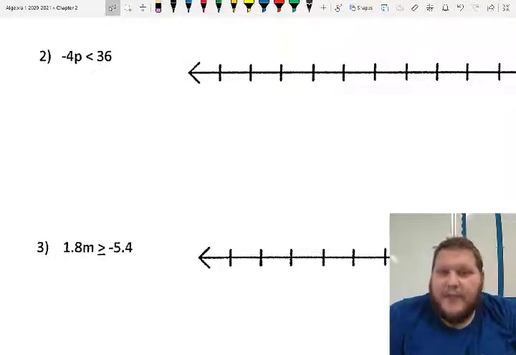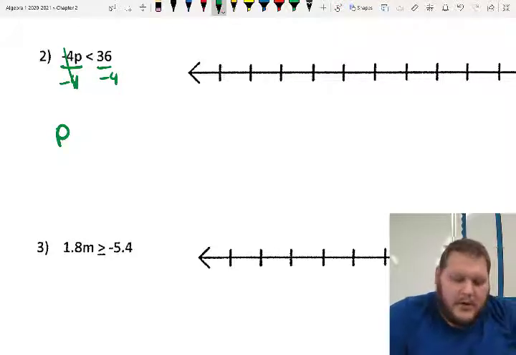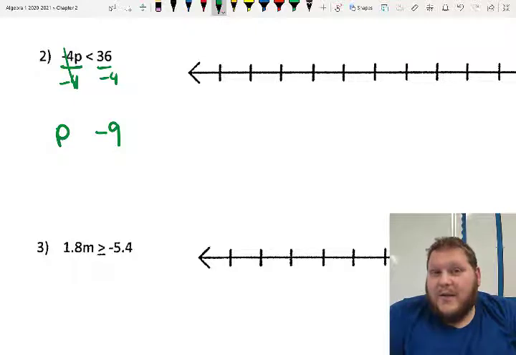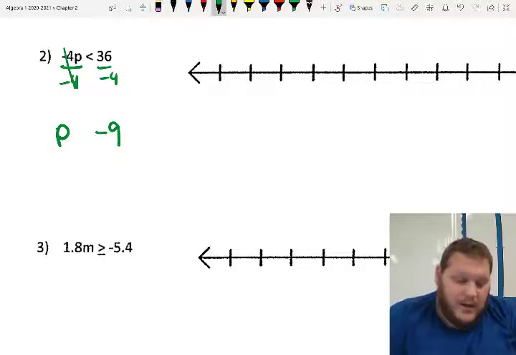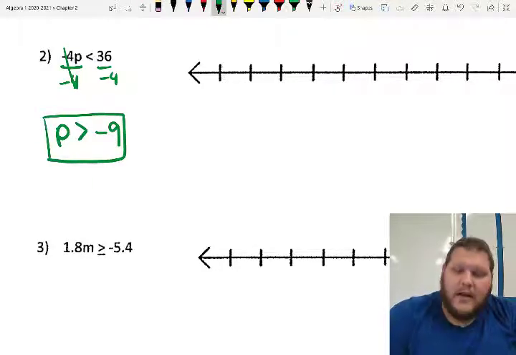Right now, I've got -4 times p is less than 36. So right now, my variable p is being multiplied by -4. So we know the inverse operation of multiplication would be division. So if I divide by -4 on both sides, those cancel out. I'm left with p on the left side. I know that 36 divided by -4 is -9. And now in this case, because I divided by a negative number, I have to flip the direction of my inequality. So now instead of less than, this becomes greater than. And that's my solution. p is greater than -9.